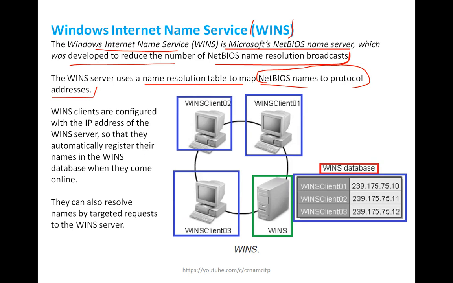For example, we have three nodes here, and this is my WINS server. It will maintain one table, like WINS client 1 and its IP address, and this is for the second, this is for the third one. So this is the concept of NetBIOS, or you can say WINS. Okay, WINS server, how does it work?